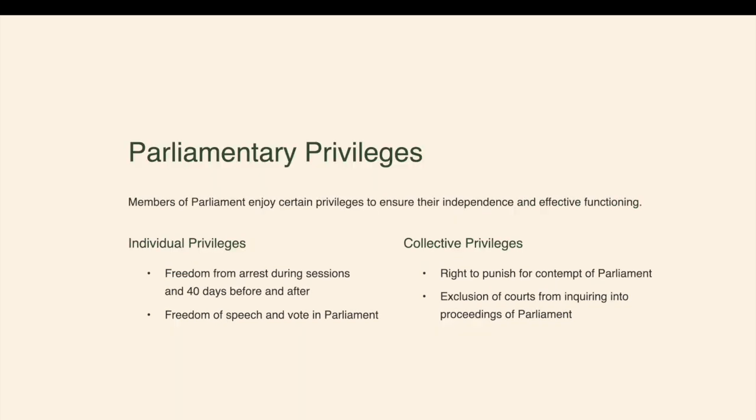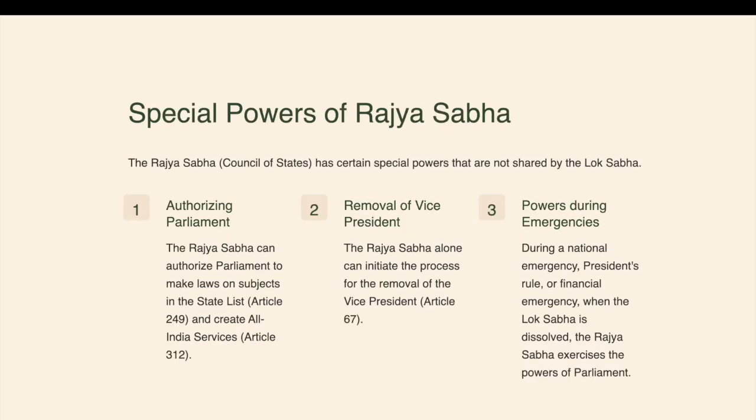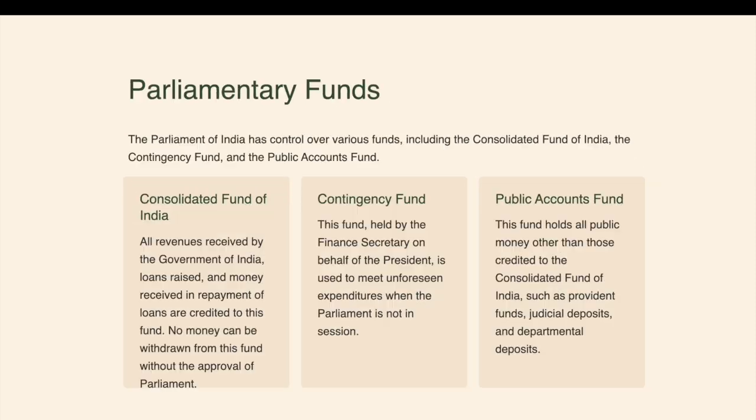Now we will see parliamentary privileges. So members of parliament enjoy certain privileges to ensure their independence and effective functioning. एक होता है individual privileges. So individual privileges होते हैं freedom from arrest during sessions and 40 days before and after. Second is freedom of speech and vote given in parliament. A collective privilege है right to punish for contempt of parliament. Second is exclusion of courts from inquiring into proceedings of parliament.